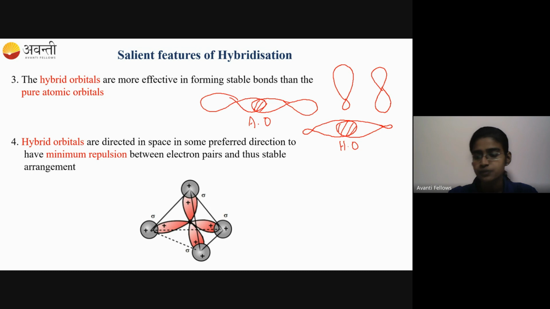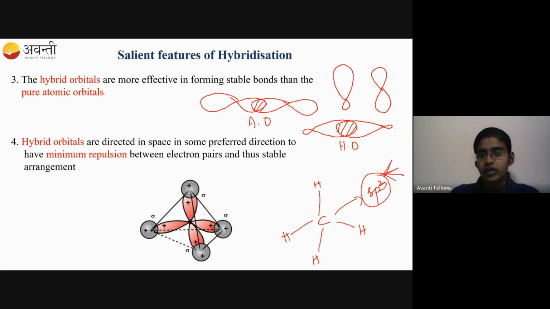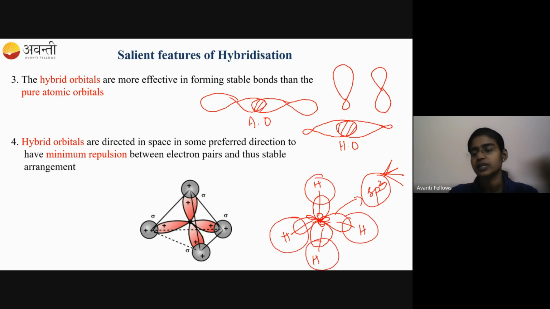In case of CH4, we have a carbon and 4 hydrogens attached to it. The hybridization of this carbon is sp3. So if it is sp3, we have 4 sp3 hybridized orbitals formed. This is the first sp3, this is the second sp3, this is the third sp3, and this is the fourth sp3. All the 4 sp3 hybridized orbitals occupy the space in which they have minimum repulsion. Got it? And they are overlapping with the 1s atomic orbital of hydrogen and forming the sigma bond.